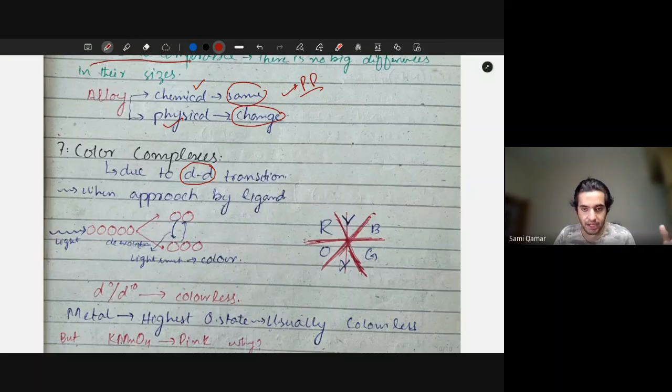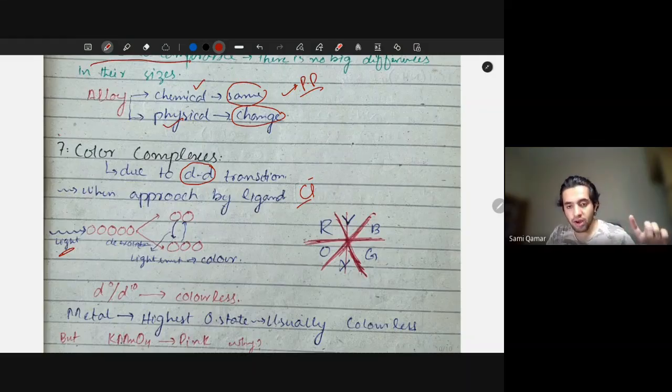When a ligand approaches, let's say chlorine, they form color. They will give a certain kind of color. Any ligand. But let's talk about it in terms of light. So let's say we have light, which has a certain energy.